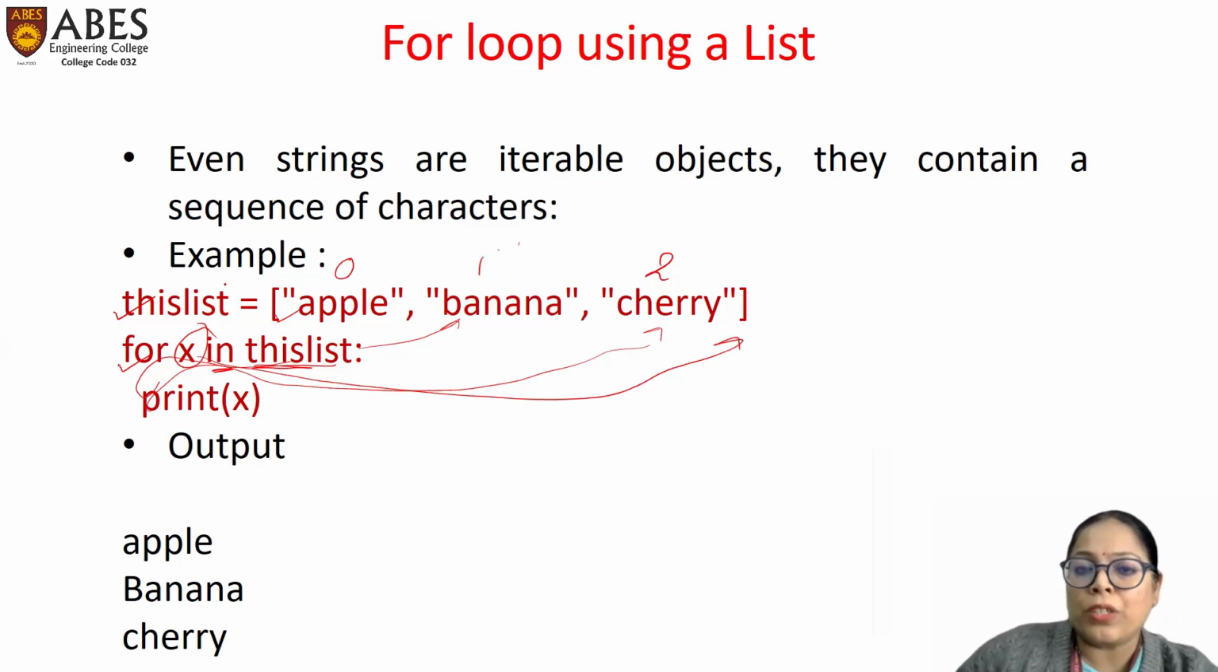So in the case of list also, it checks one element after another, and once it finds that there is no element in the sequence, it terminates.